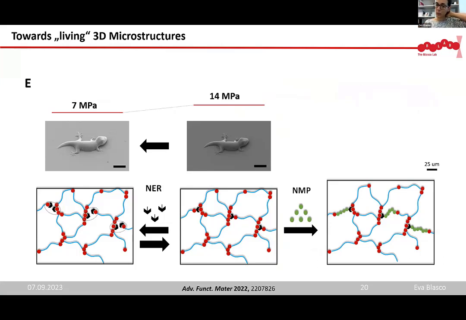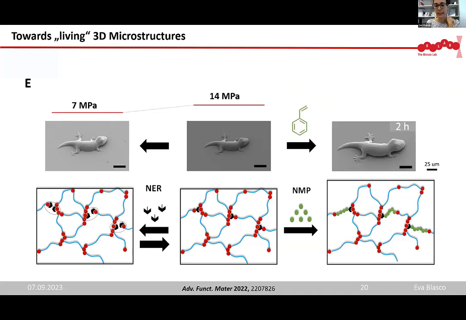But what was more impressive is when we expand with styrene. So here you can see that's the starting point. After 2 hours, the gecko grows. After 4 hours, even more. But the gecko is not only growing, because we are incorporating styrene as a stiffer polymer. We have also quite a dramatic change in the Young's modulus. So we can go to the gigapascal regime.